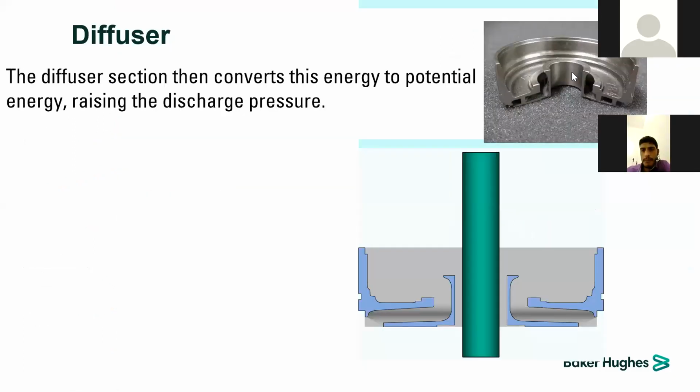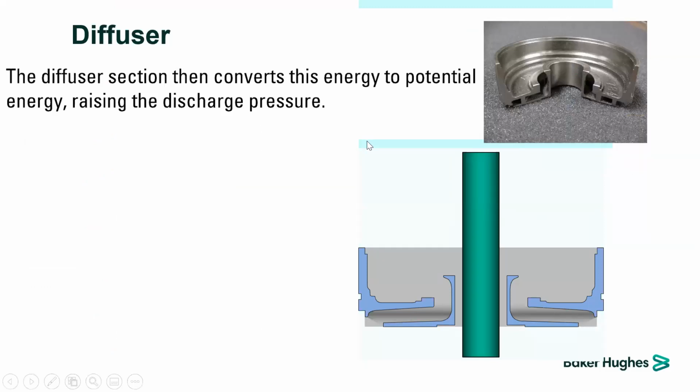Then we will go to the diffuser. After the fluid enters the impeller, it forms kinetic energy. When this kinetic energy goes to the diffuser, it is converted to potential energy, which is accumulated until it reaches the discharge head and forms the discharge pressure value.